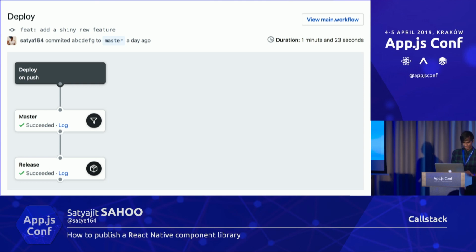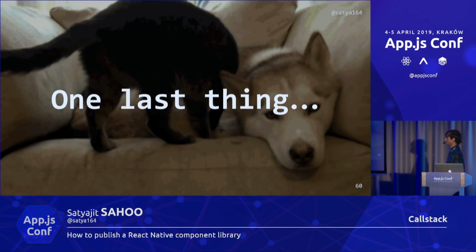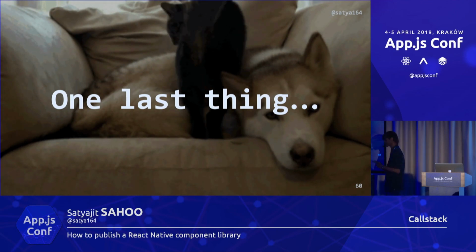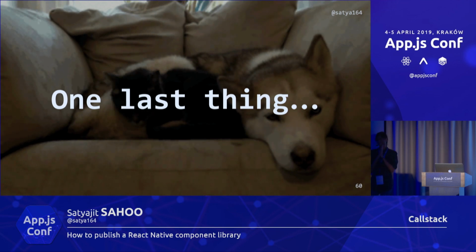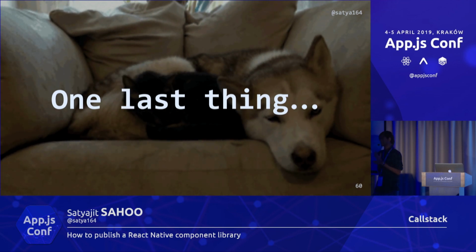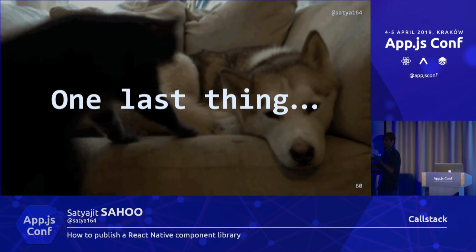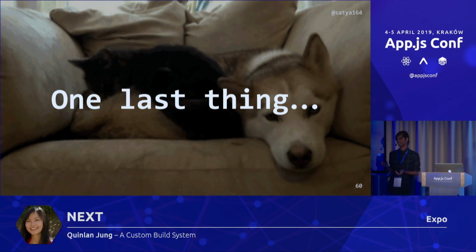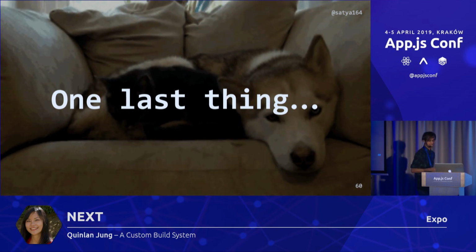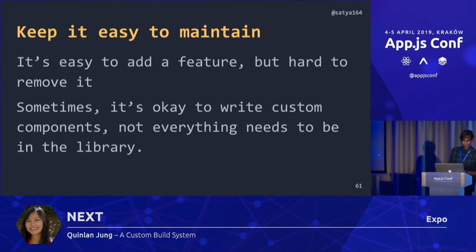OK, so before I finish, one last thing. If you're building a component library, keep it maintainable. It's very exhausting when you're building a component library. Everyone has their own feature requests. And the more features you add, the harder it becomes to maintain. Remember, it's easier to add a feature, but it's very difficult to remove it, because now there are people who are relying on the feature. You cannot just remove it, right?